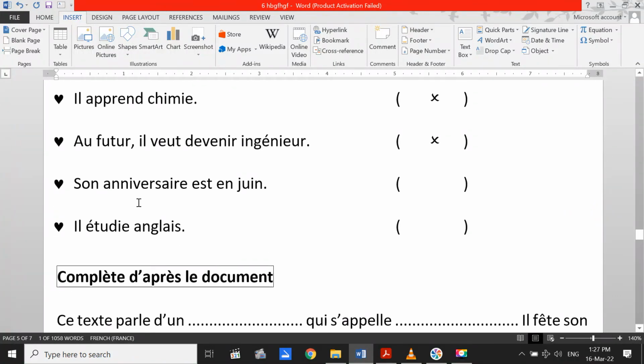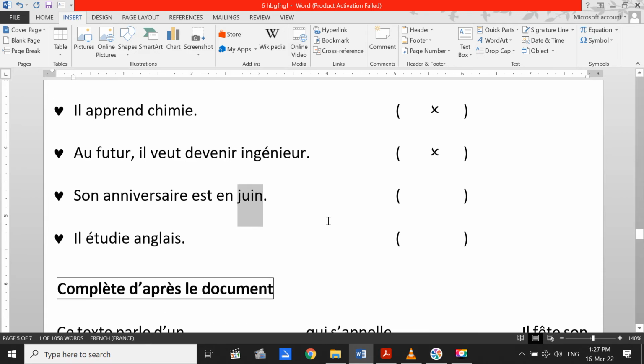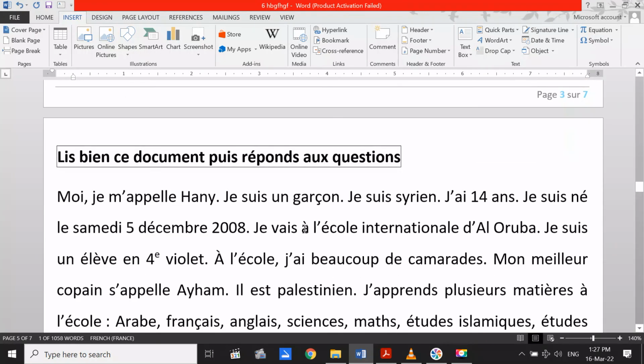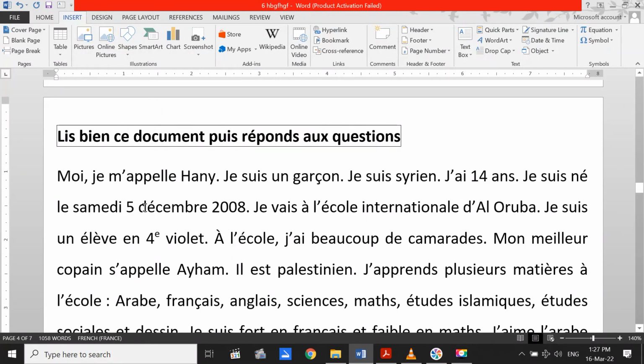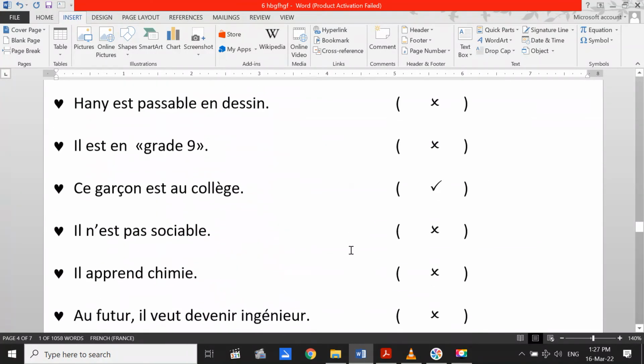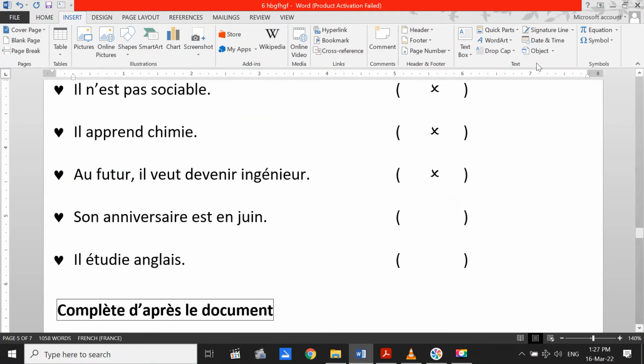Son anniversaire, his birth date, okay, or his birthday party, est en juin, is in June. Juin, it means June. No, he is en décembre. Okay, il est en décembre. It's in December, not in June. So this one is false too. Il étudie, he studies anglais, English, sure it's true.